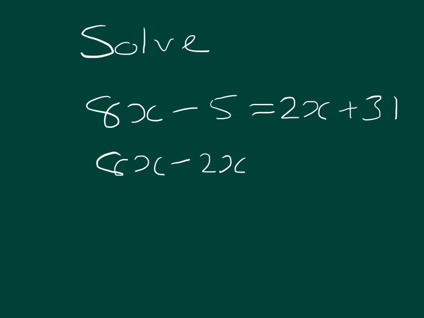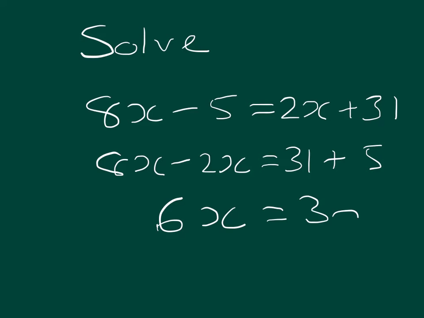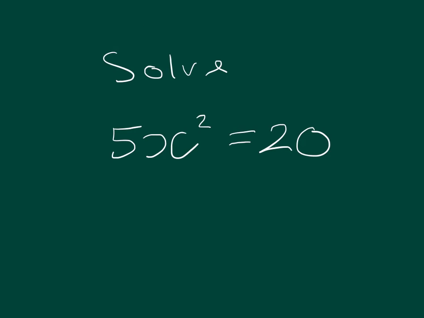8x minus 2x will equal 31 plus 5. That gives me 6x, should I say? I'll rub that out, slight mistake. 6x equals 36. So 6 times 6 is 36, so x equals 6.